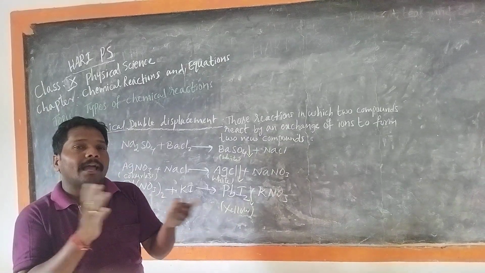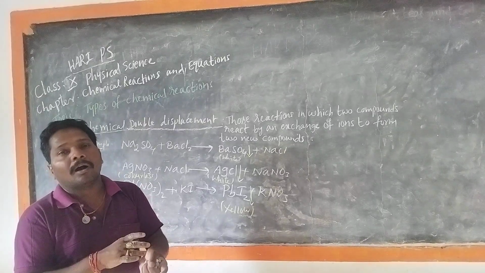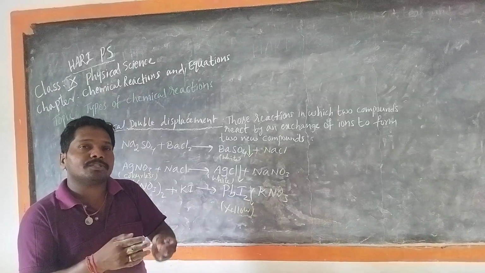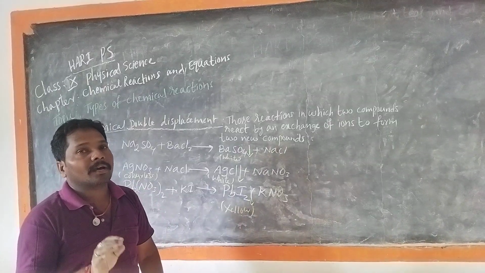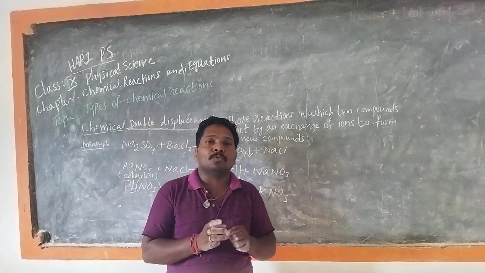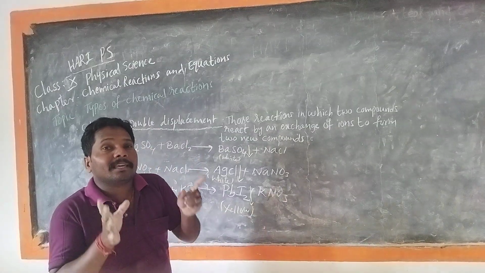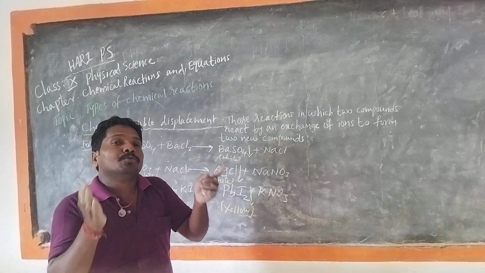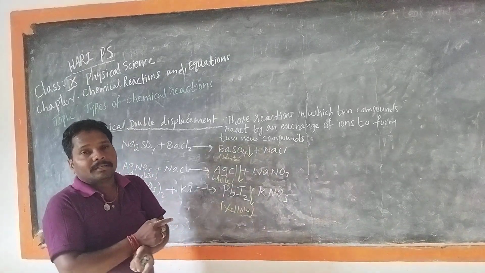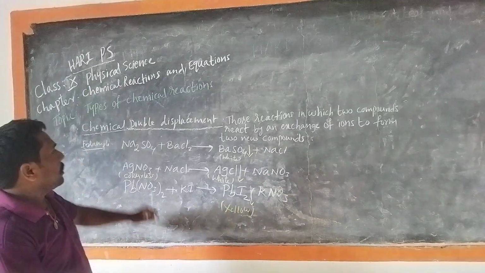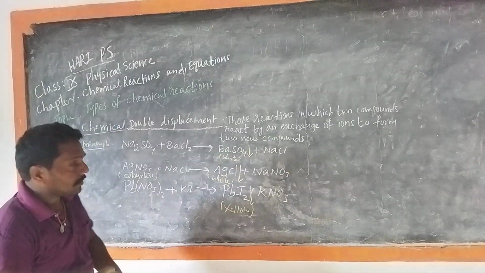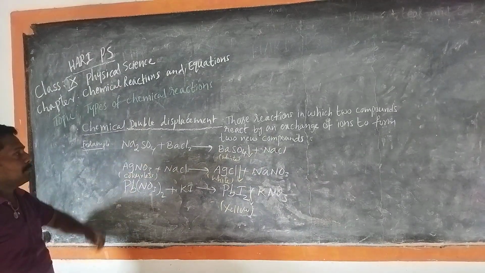So by exchanging these anions and cations between the compounds involved in a reaction. The substances involved in a chemical reaction we call reactants. So a reaction takes place between two reactants by exchanging their ions, and due to the exchange of ions, two new substances are formed. Such reactions are called double displacement reactions. Right? So let's take examples.